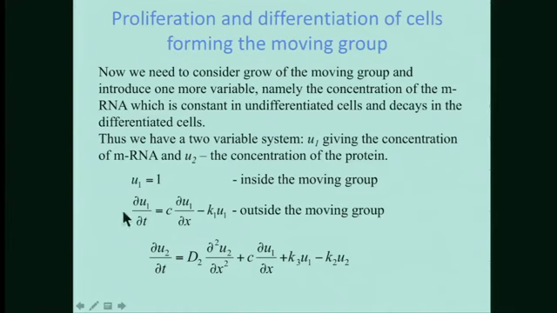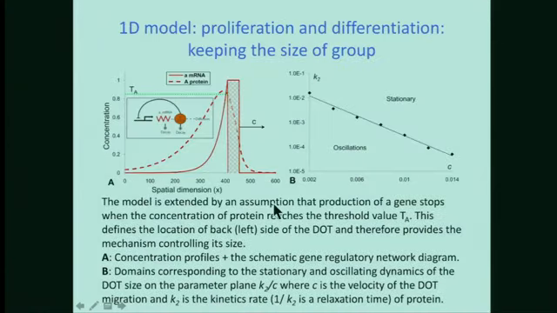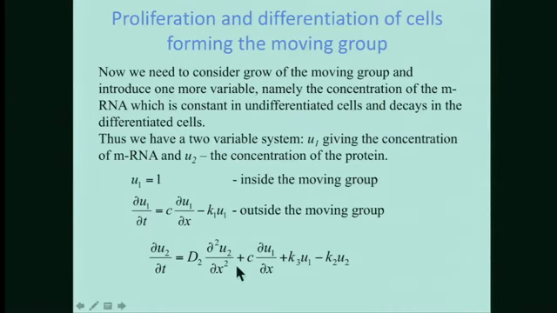So this is described here. In addition to the variable which was before, we add one more variable, and this variable now defines the concentration of the mRNA, and then this concentration of mRNA defines how much of our morphogen is produced.